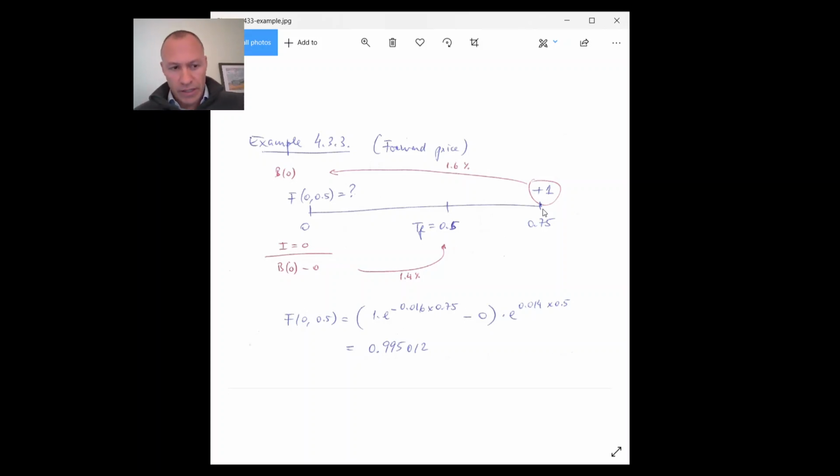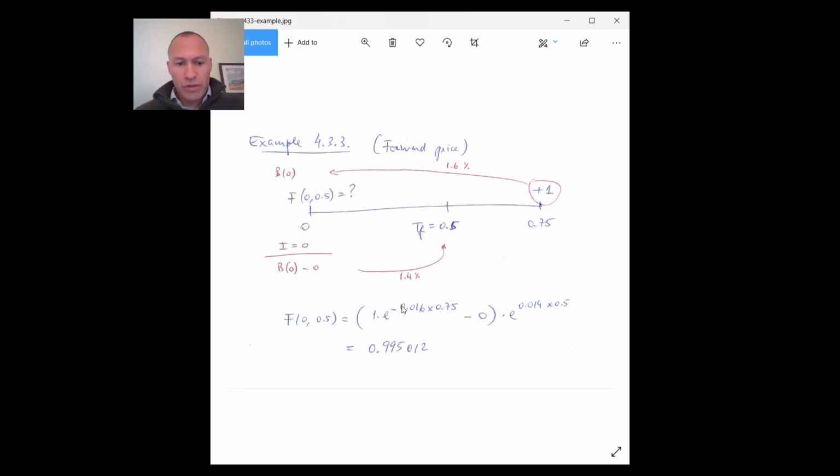I think this is the second alternative, which is I am going to compute the present value of all the cash flows, which is the bond price. Then I'm going to subtract the cash flows that happen until the settlement date. In this case, there are none, so that is simply 0. Then I'm going to compound it forward to the settlement date.